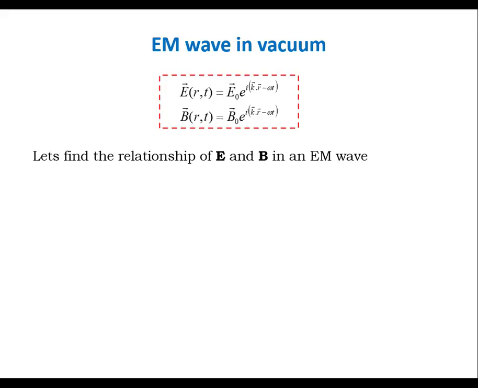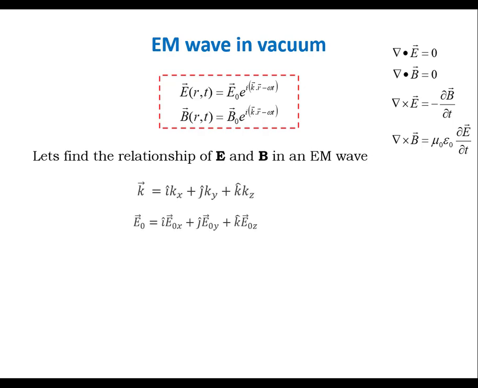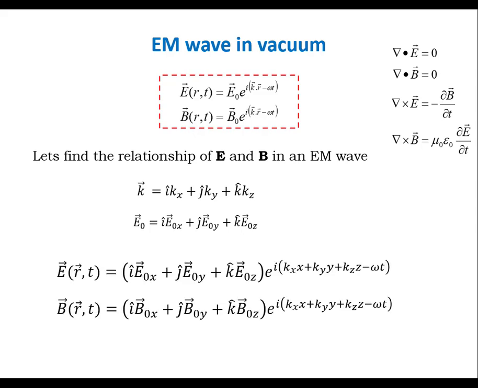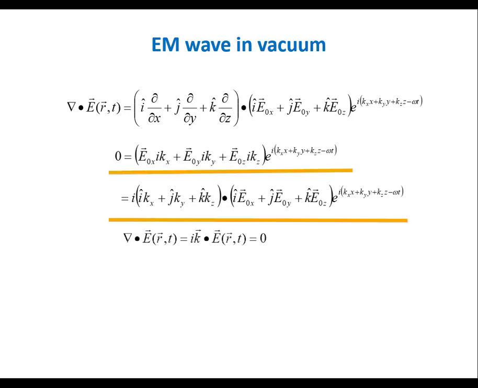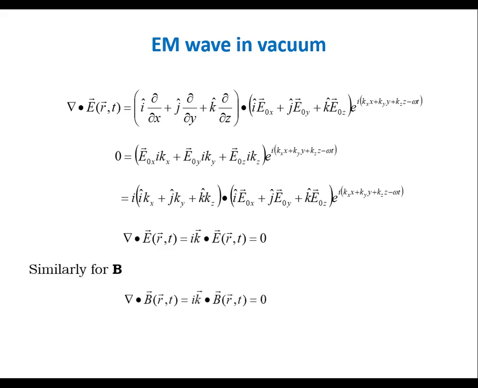Now, to find the relationship of E and B, put the solutions of E and B in Maxwell's equations. Let us put the solutions of E and B in the first and second equations respectively for a start. Before proceeding further, simplify the equations by expanding K and E0 into their components, like this. By this, the E and B wave equations take this simplified form. So, the E equation is solved like this and this, which gives this result. Similarly, for magnetic field induction, we get this solution.